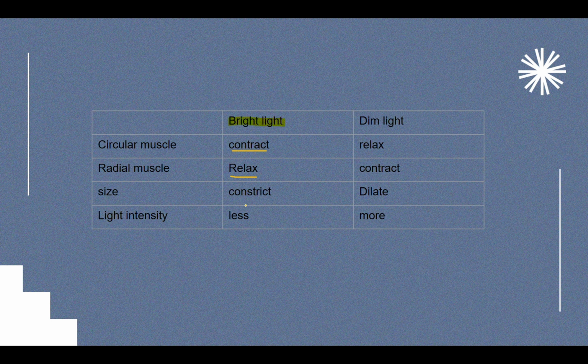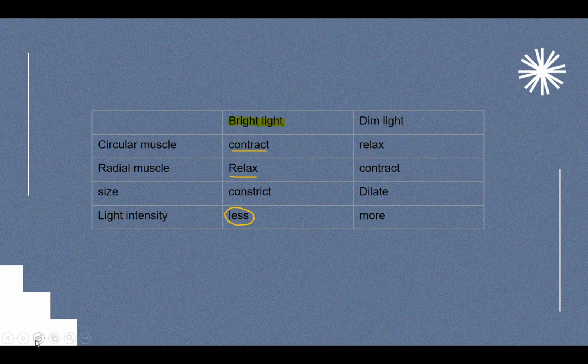So what do we do? The circular muscle will constrict, causing the iris to become smaller. The radial muscle would contract to help that as well. The size of the pupil will become smaller, and what will happen to the light intensity? Eventually, it will become less.